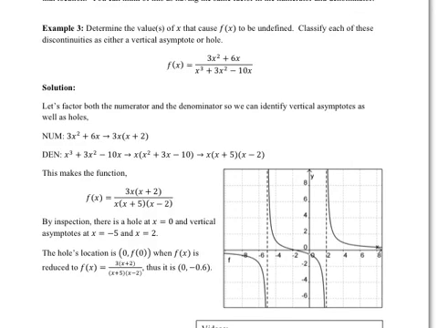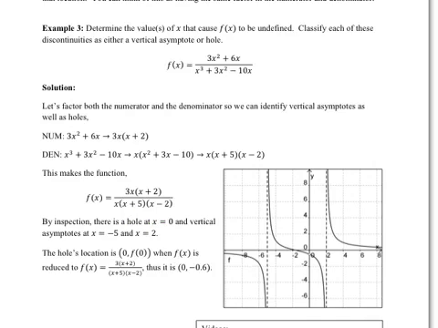So let's finish off with example 3. Determine the values of x that cause f of x to be undefined and then classify as an asymptote or a hole. So again, we're going to do the same thing. But let's factor the top and the bottom here so we can identify vertical asymptotes as well as holes right away. So factoring the numerator, we're going to get 3x times the quantity x plus 2. The denominator, we take an x out, leaving this behind, but then we factor this into x plus 5 times x minus 2. So as a result, we have the quantity 3x times the quantity x plus 2 over x times the quantity x plus 5 times the quantity x minus 2.